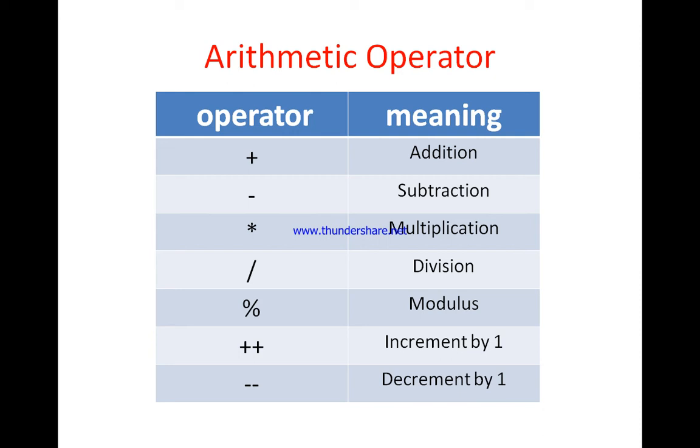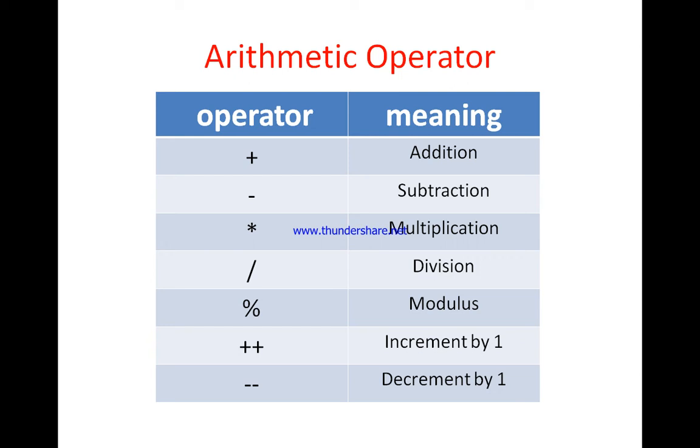Now you know that addition, subtraction, multiplication, division and modulus division are performing the operation on two operands: addition of two operands, subtraction of two operands, multiplication of two operands, division of two operands and modulo division of two operands. And the last ones, plus plus, increment by 1 and minus minus, decrement by 1, that is increment and decrement operators, they are performing on a single operand. For example, x plus plus increases the value of x by 1, x minus minus decreases the value of x by 1. Okay, so this is the arithmetic operator.